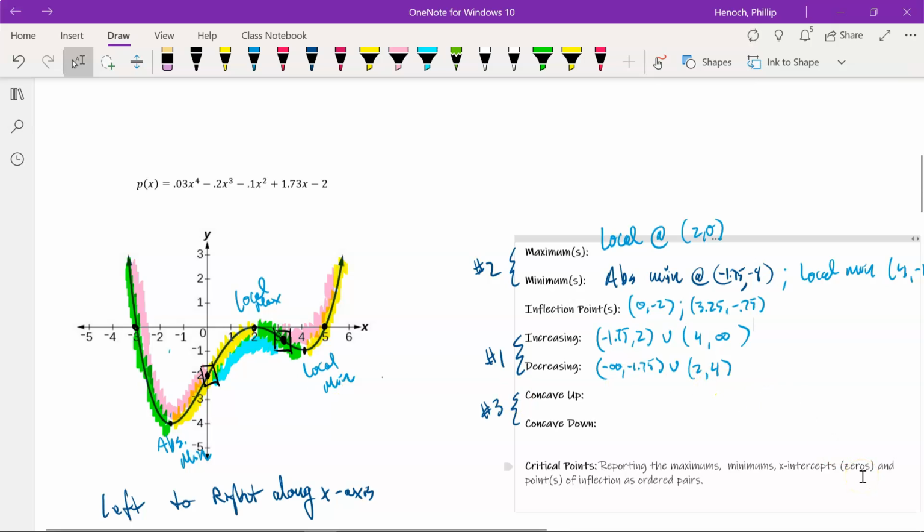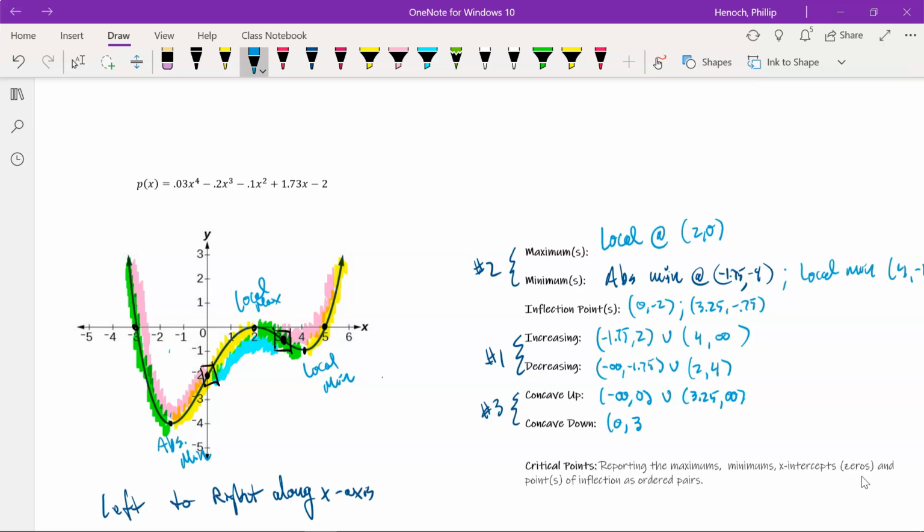And then concavity, left to right, concave up, it looks like we're going from negative infinity to our point of inflection, which happens at 0, negative 2, so we're at 0, again along the x, union, concave up again, so it looks like 3.25, again along the x, and all the way up to infinity. And we are concave down from 0 to 3.25. Again, we're reading along the x, so it's turned downwards from 0 to about 3.25.